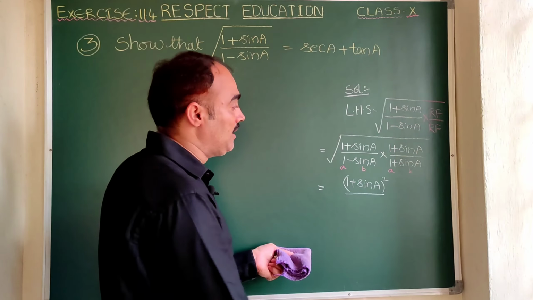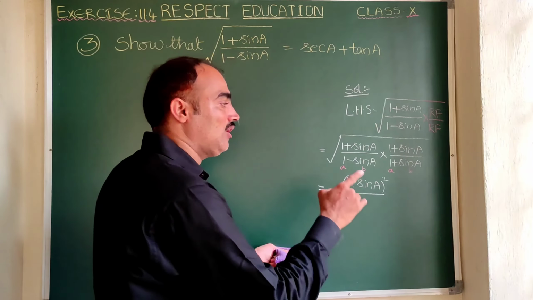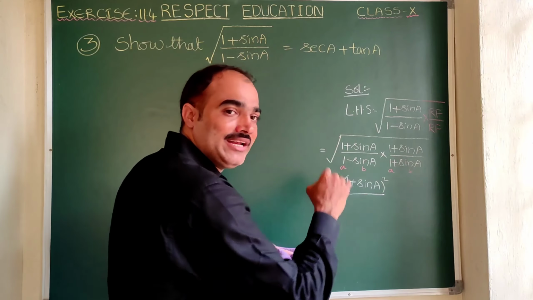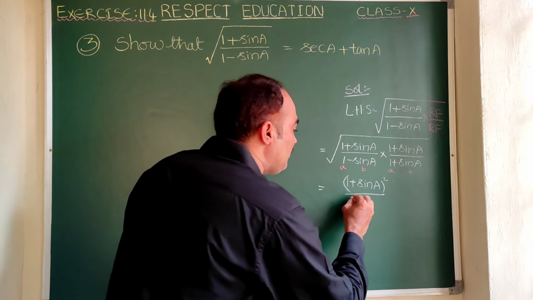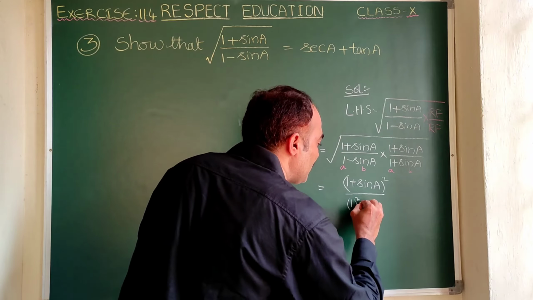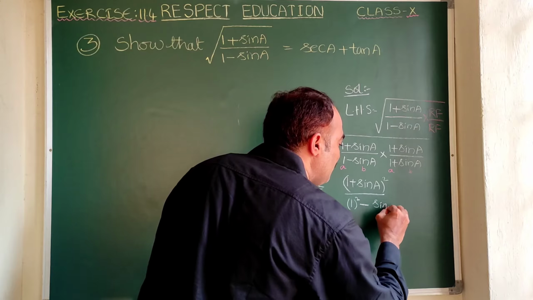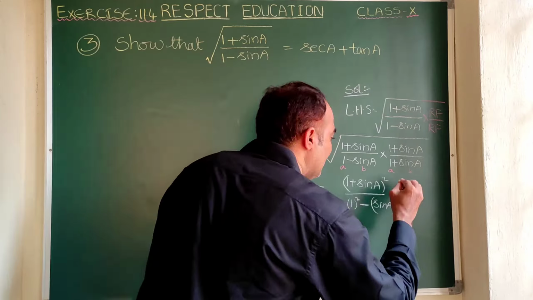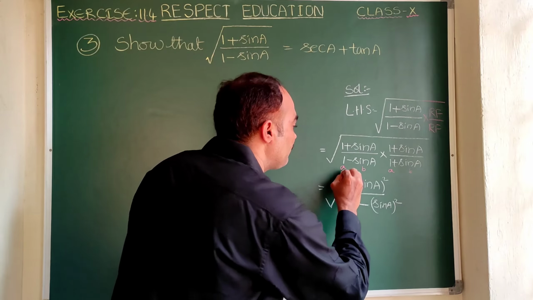Here you multiply the denominator, this is A minus B into A plus B. It can also be written as A plus B into A minus B. What is the formula of A plus B into A minus B? A square minus B square. So here A square means 1 square, minus B square means sin A whole square. So this square root is there. Let us maintain the same.